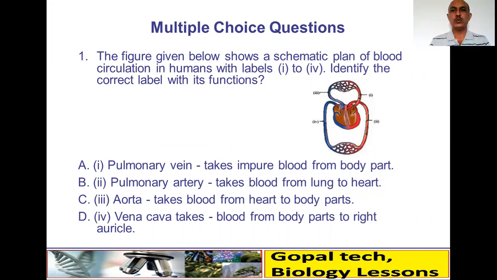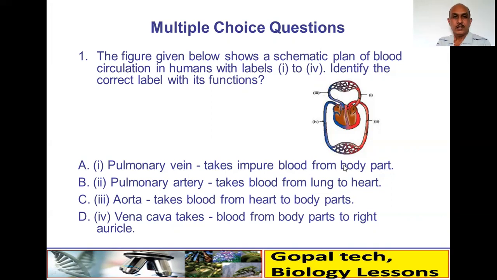The figure given shows a schematic plan of blood circulation in humans with labels 1 to 4. Identify the correct label with its function. A, pulmonary vein takes impure blood from the body part. Second, the pulmonary artery takes blood from lungs to heart. Third, aorta takes blood from heart to body parts. Fourth, vena cava takes blood from body parts to right auricle. Now pause the video, write the answer, then check it.